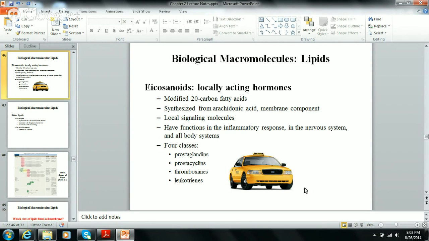These thromboxanes, you talk about them when you're dealing with blood clots. It's great that they don't work anywhere else but that local area, because you want to make a blood clot in that spot to stop bleeding in that area. You don't want it to go any further.